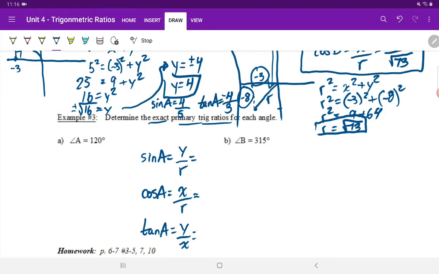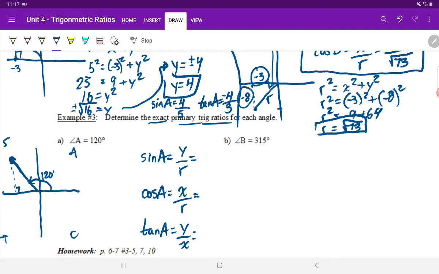So we have to write out these three ratios, but all we're given is an angle. Inevitably when you get this, let's draw the sketch. Let's see which quadrant we're in. Let's write out our CAST letters there. We're in the second quadrant, 120. How are we going to figure out x, y, and r for this terminal arm?